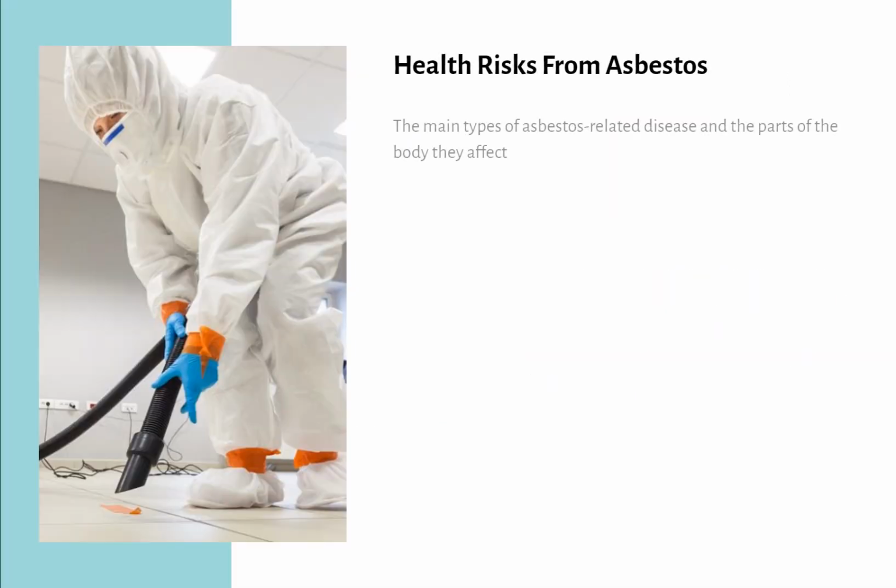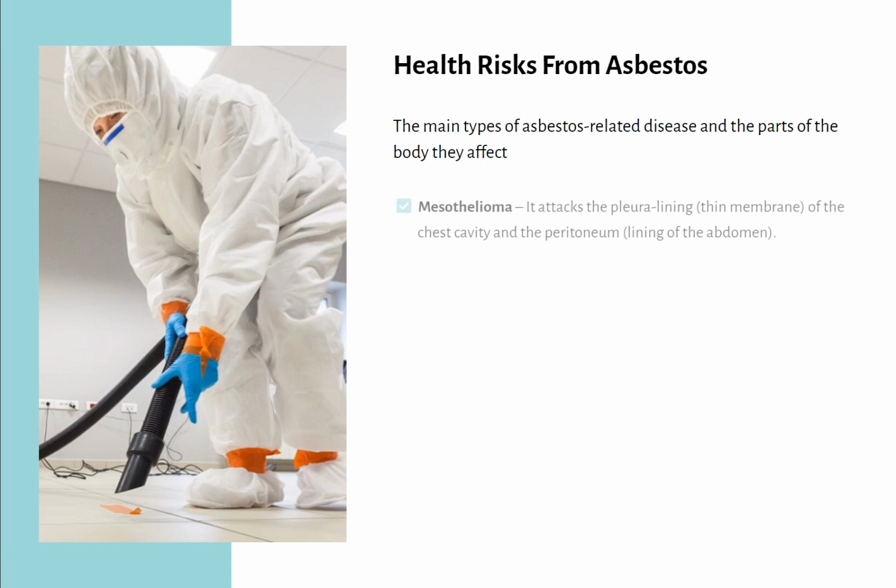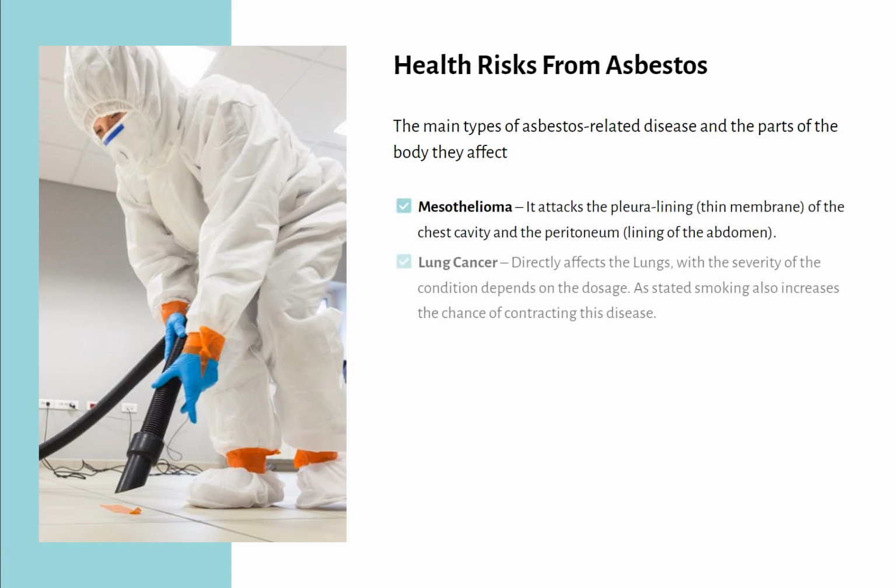The main types of asbestos-related disease and the parts of the body they affect. Mesothelioma attacks the pleural lining, the thin membrane, of the chest cavity and the peritoneum, the lining of the abdomen. Lung cancer directly affects the lungs, with the severity of the condition depending on the dosage. As stated, smoking also increases the chance of contracting this disease.